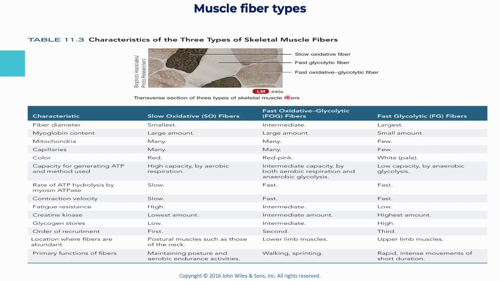So this slide goes over all three types of muscle fibers: slow oxidative, then the fast glycolytic fibers, and then the intermediary, the FOG fibers. Be sure you look at these, and then you'll be able to see the differences amongst the different types.